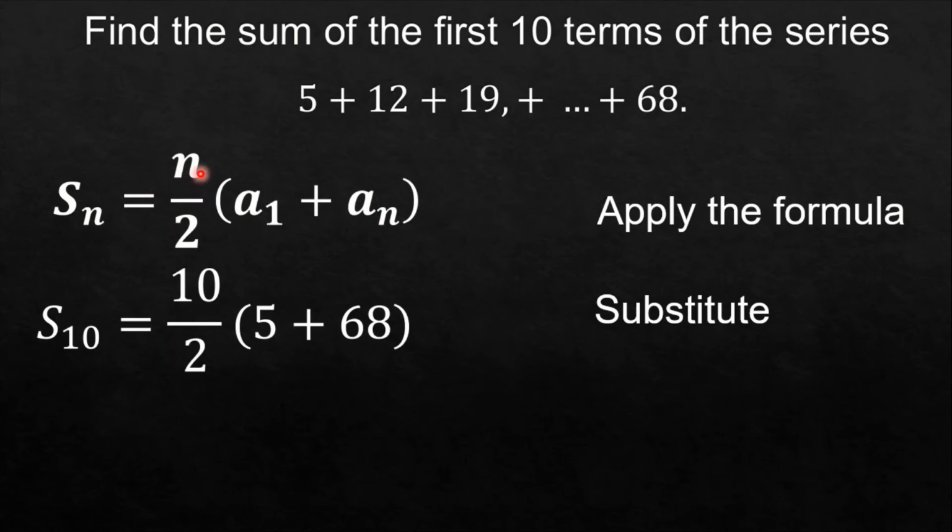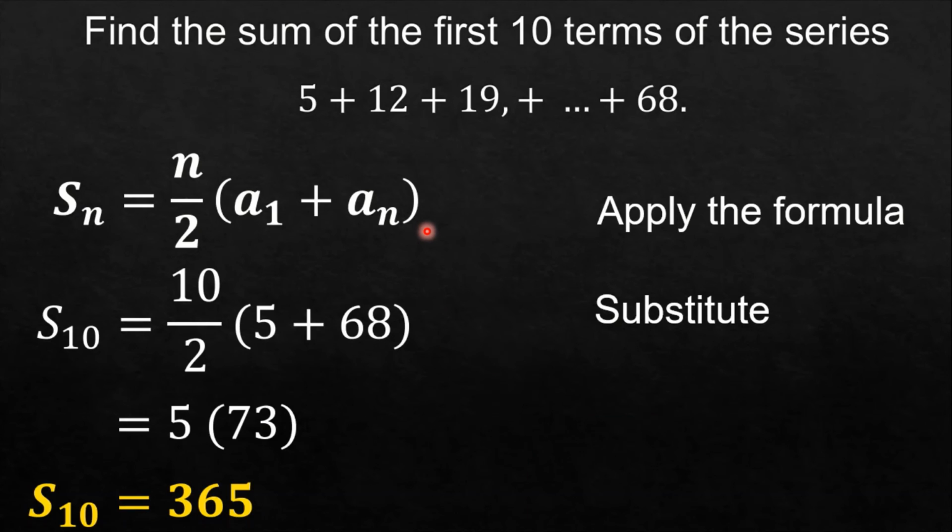Now, alamin natin yung values ng n, a sub 1, and a sub n in the given series. N refers to 10, kung ilang terms ang need nating i-add. A sub 1 is the first term, 5, and a sub n is the last term. So, we simply plug in these values to the formula. Then, let us simplify. 10 divided by 2 is 5. Then, 5 plus 68 is equal to 73. Multiplying these two numbers, the sum of the first 10 terms of the series is 365.